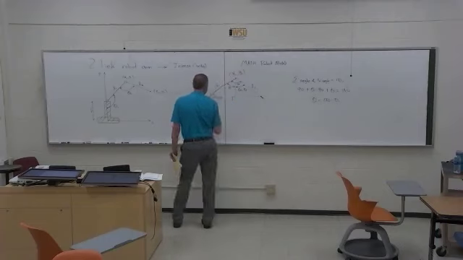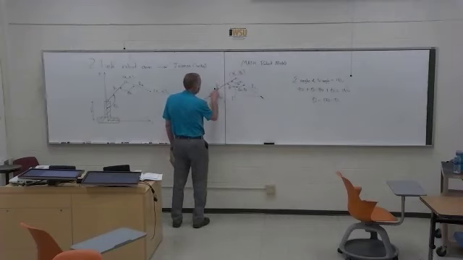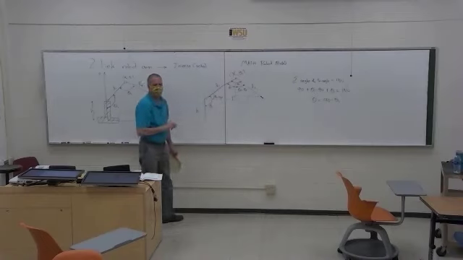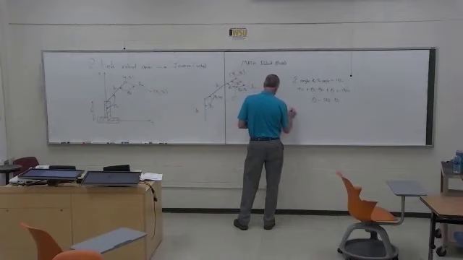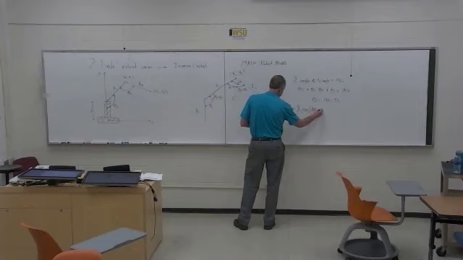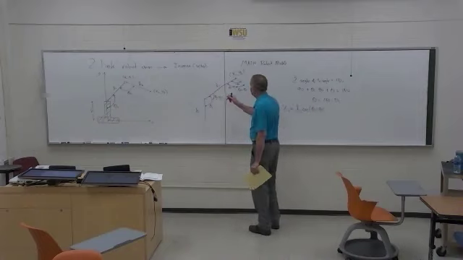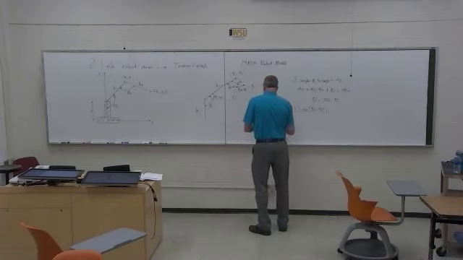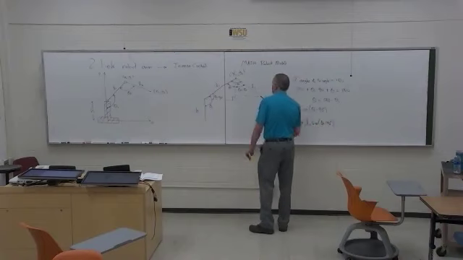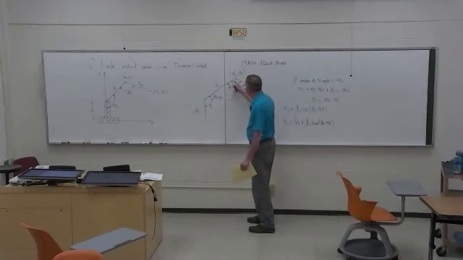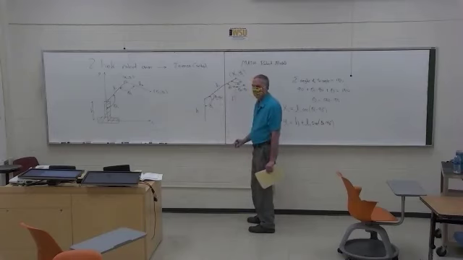x1 is going to be L1 cosine of theta 1 minus 90 degrees, right? Let's just trade on that angle there. And then y1 will be h plus L1 sine of that, and then this is h plus this extra distance here, which is the sine.